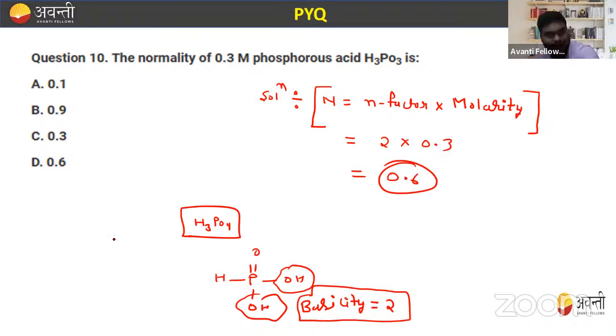So which option is correct, beta? That is option number D. So option number D is absolutely correct. This is a very, very simple question. You just have to calculate the n factor. If you know the n factor, then just multiply by molarity, and you'll get the answer. Okay, so I hope this is a very simple question.